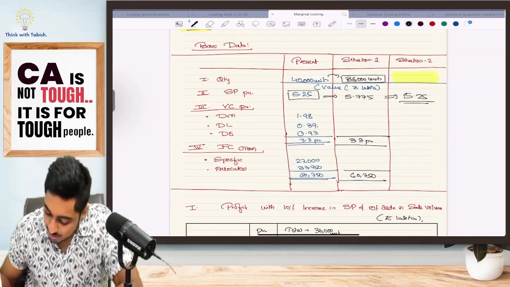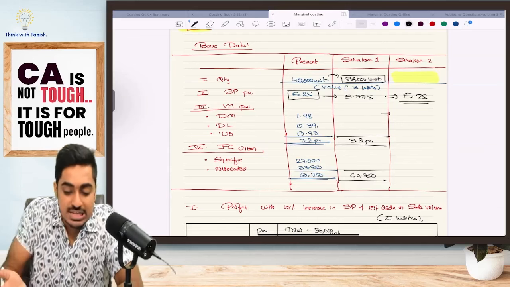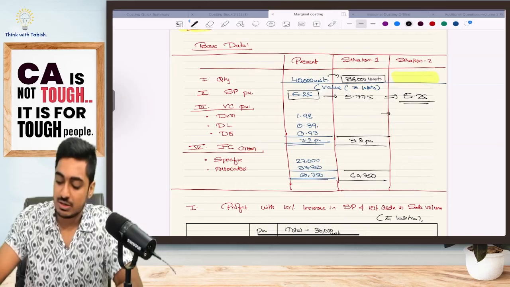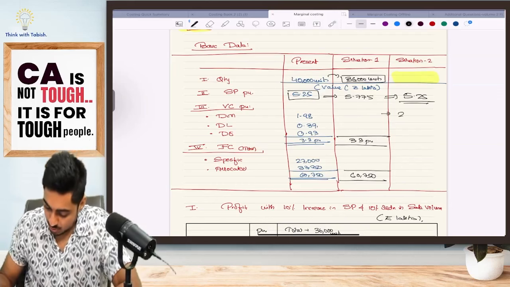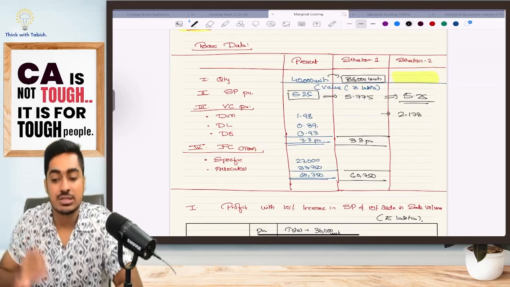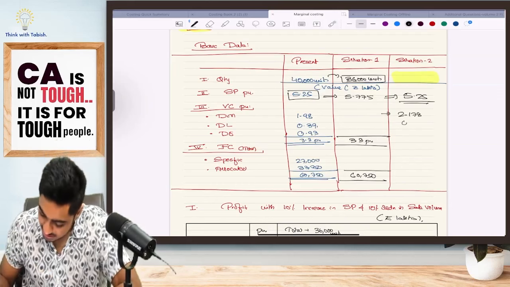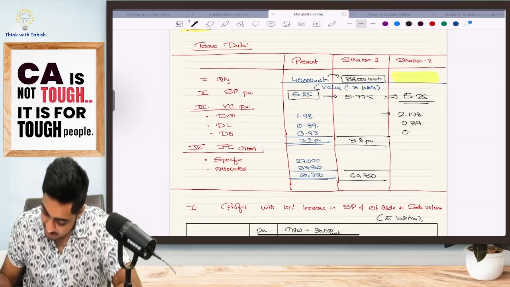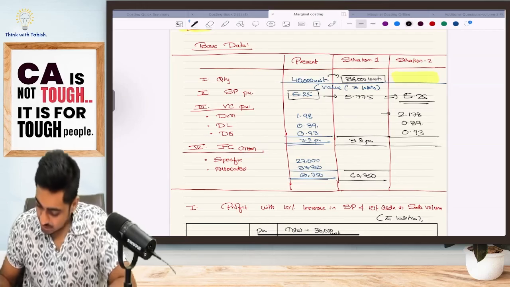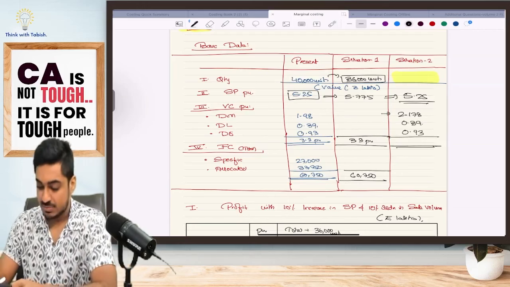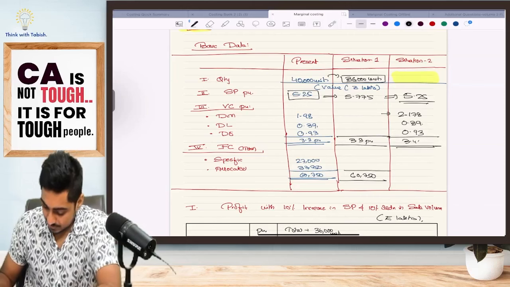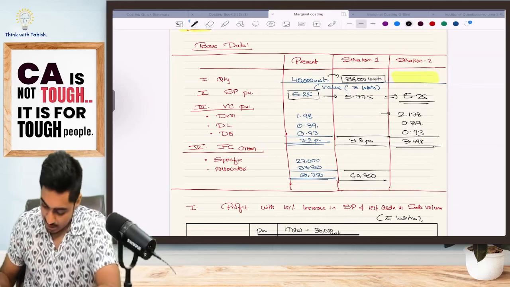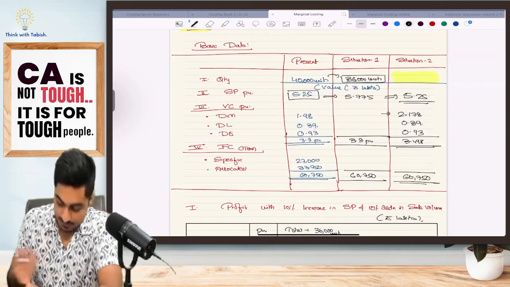Tell me what happened to my variable cost. Sir, material cost has increased by 10%. How much was my material cost? 1.98. If it increases by 10%, how much will it be? 2.178. Is any other cost changing? No, sir. Labor will be 0.39 and direct expense will be 0.93. What will be my total variable cost? 2.178 plus 0.39 plus 0.93 will be 3.498. Yes or no, everyone? Yes, sir. What is going to be my fixed cost? Any change? No, sir. 60,750.